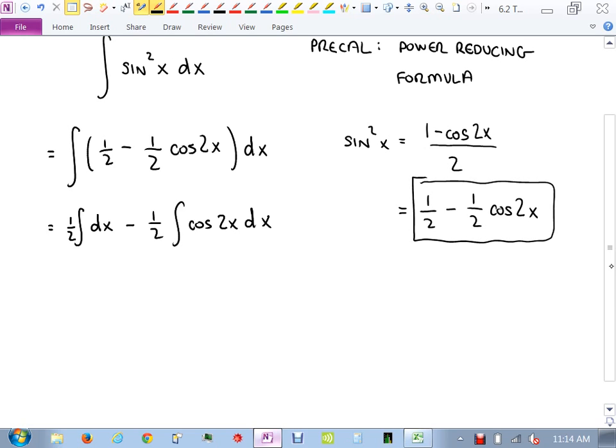What's the antiderivative of this first one here? It'll just be 1/2 x. And then minus 1/2. We've done this one several times now. You have a trig function, inside of it is a linear expression. So it should be 1 over a, so 1 over 2 sine of 2x plus c.